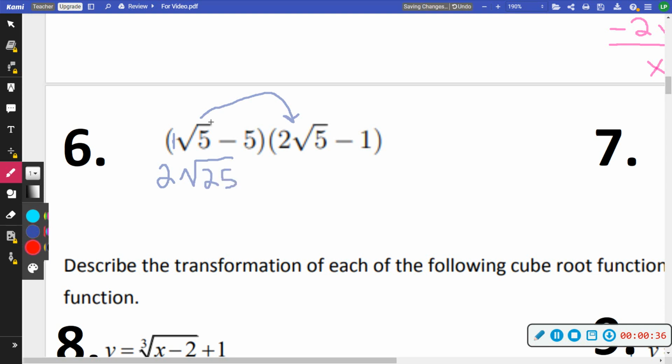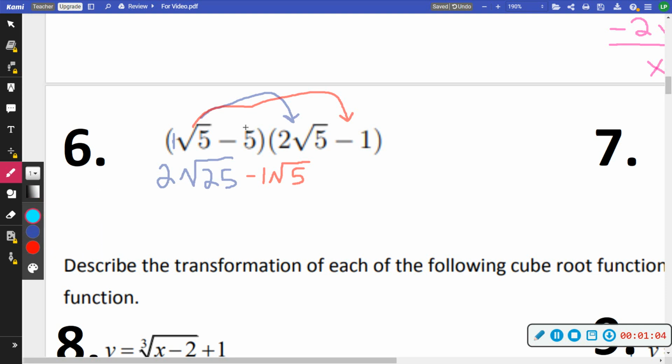I would then take 1 square root of 5 and I would distribute that to -1. So there's no square root here, so I would just take -1 times 1, and that would be -1 square root of 5. So I distributed that to both.